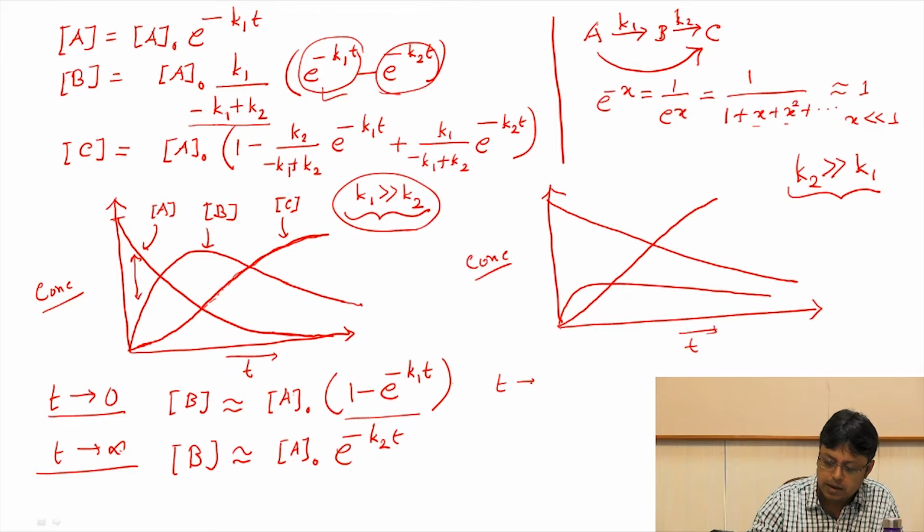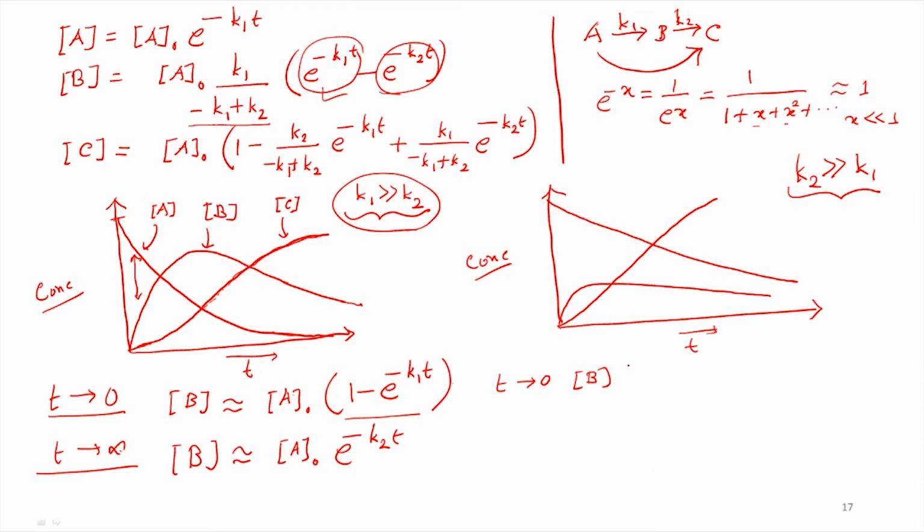Again, we can approximate that at t tends to 0. Now remember that K2 is much greater than K1, so I'll always look at the B equation. So the B equation will be A0 times K1 by K2, because I'm ignoring K1 with respect to K2. And then inside parentheses I have e to the power minus K1t and e to the power minus K2t. Now we'll follow the same logic.